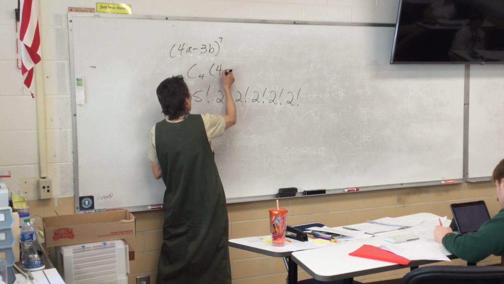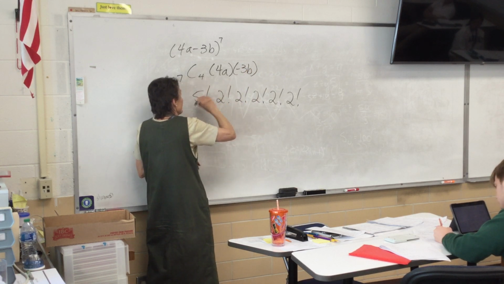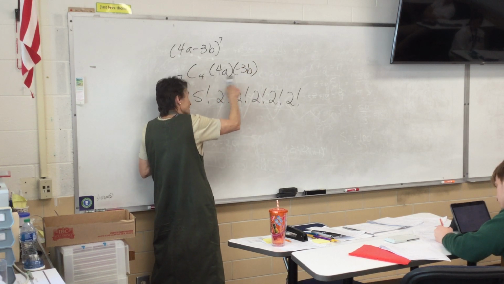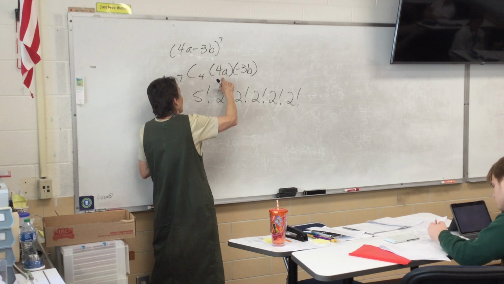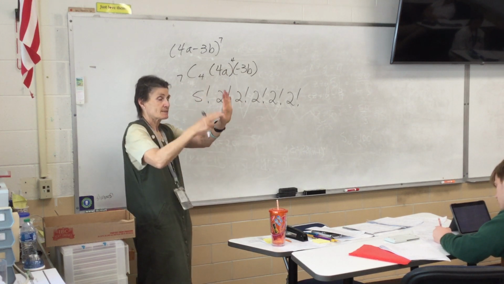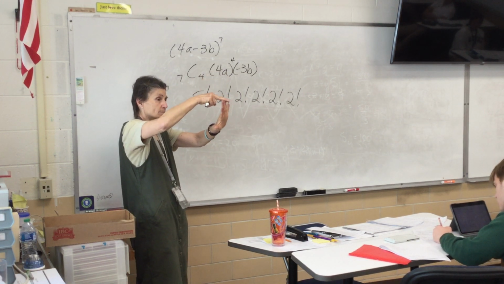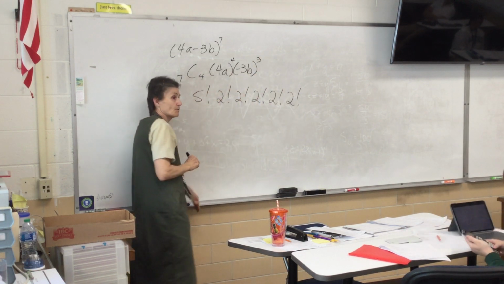Now, I'm gonna have a 4A and a negative 3B. This is a multiply, not a subtraction. This is a multiplication. 4A will be to the 4th power, 7, 6, 5, 4. That means 3B is to the 3rd power.